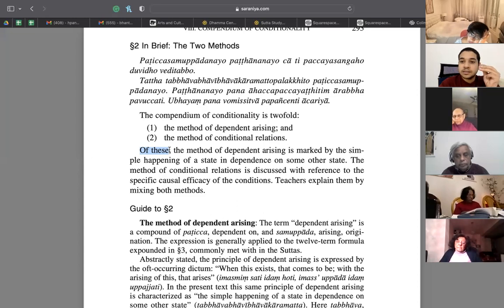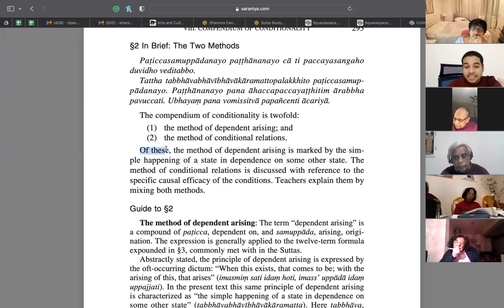Does that make sense? So who gains prominence? Patavi, Apo, Tejo, Vayo. No one. Of these, the method of dependent arising is marked by the simple happening of a state in dependence on some other state.